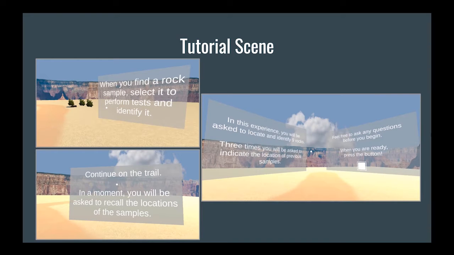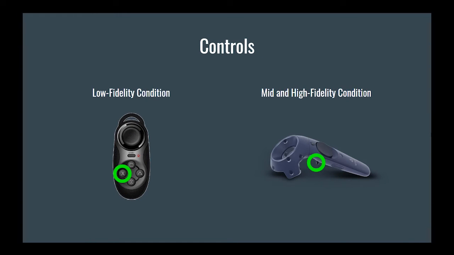Participants were first placed in a tutorial scene designed to familiarize them with the controls and the tasks they would need to carry out. Participants navigated using a gaze-based steering metaphor in which they would move forward in the current-facing direction upon holding down the designated button on their handheld device. Furthermore, the same button was used to interact with any UI elements.